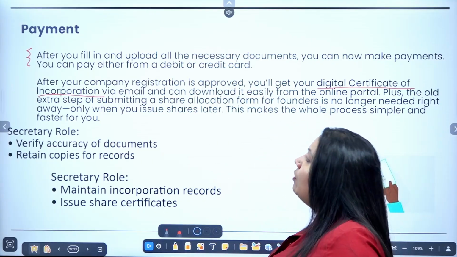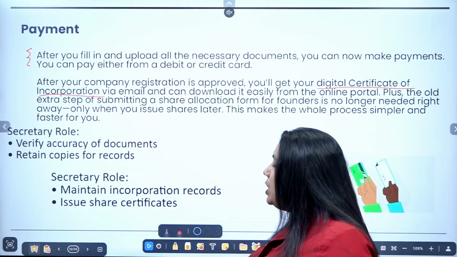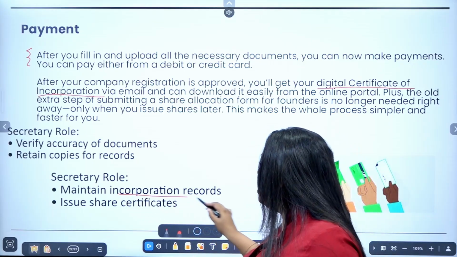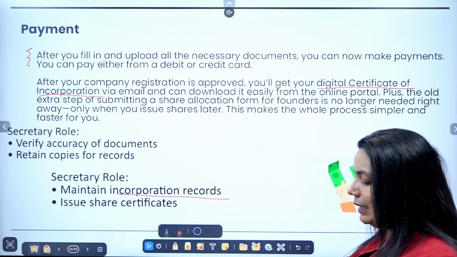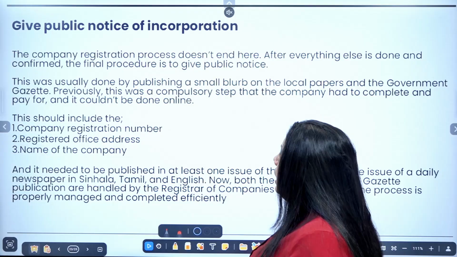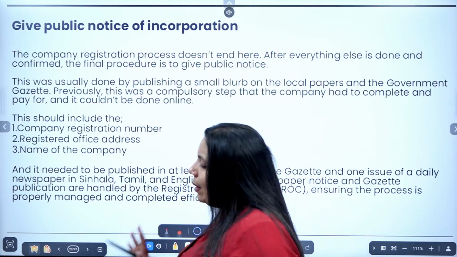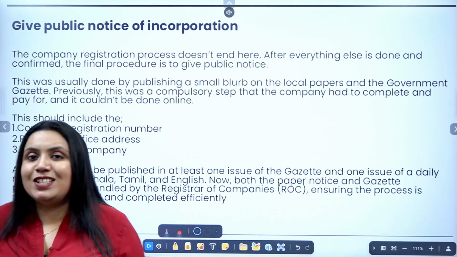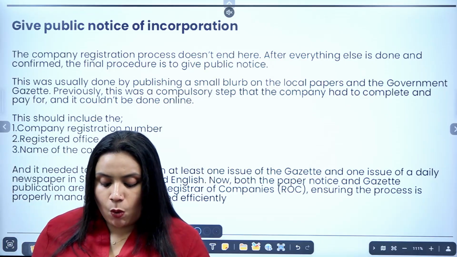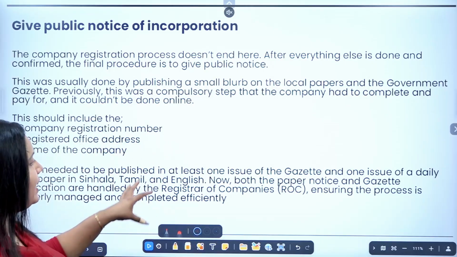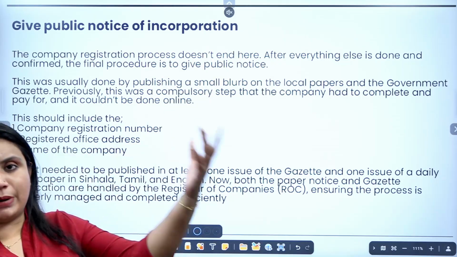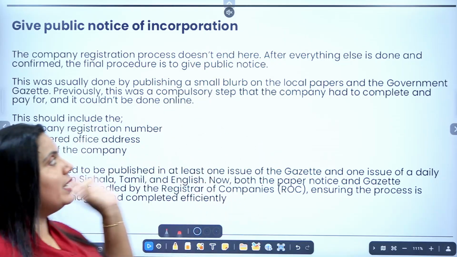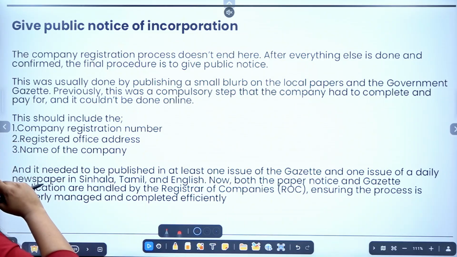Then also, once you get the certificate of incorporation, you have to maintain the incorporation records, and you will have to issue share certificates if it is required later on. Right. Give public notice of incorporation. Now I have to make a disclosure here. This is not a requirement now because ROC actually does it. It's mentioned here. Now ROC does it. Earlier we had to do it, the company secretaries ourselves. Now ROC does this part of giving public notice of incorporation.